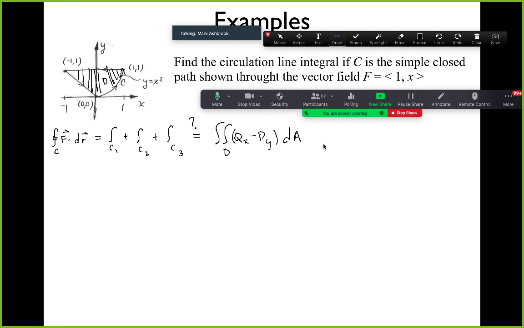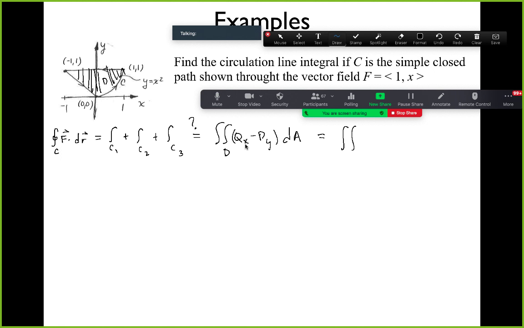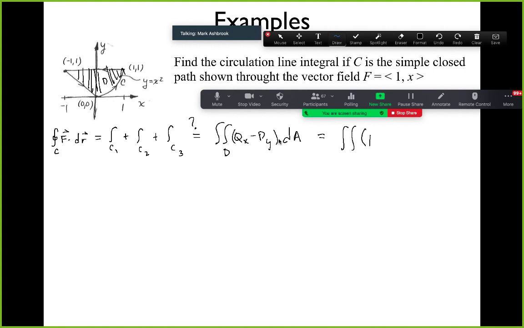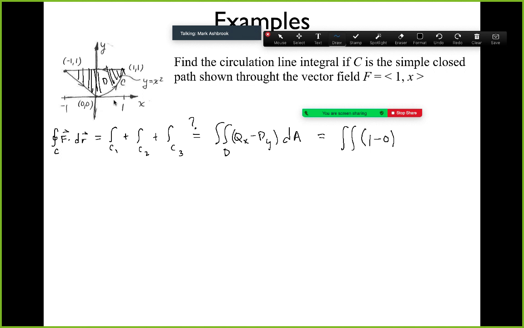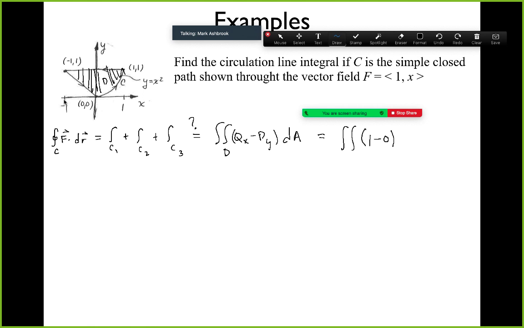So first, let's find Qx. Qx is what? 1. Py is 0. And now we have a choice, right? We have a double integral dA over the region D, so we have all our techniques. What are all our techniques for evaluating the double integral? We want to choose the most efficient or the best choice for efficiency here.